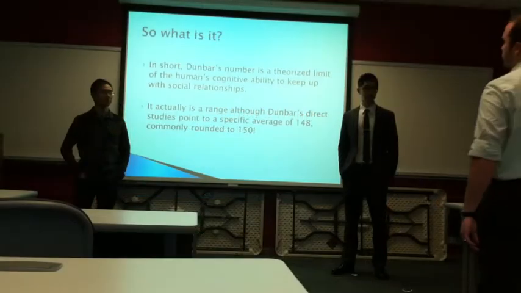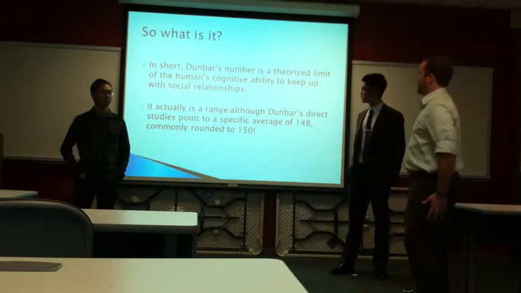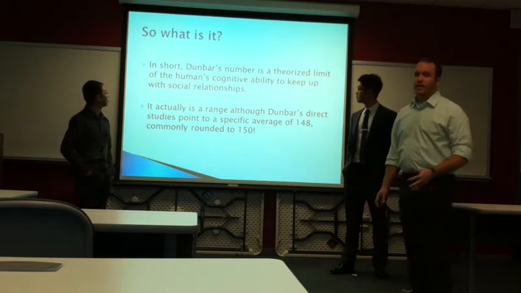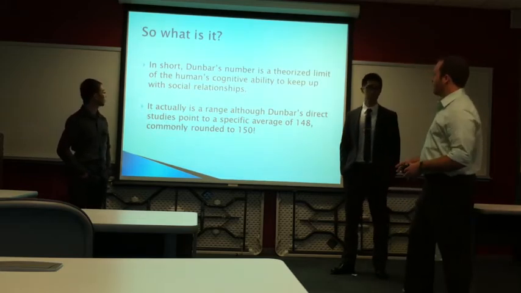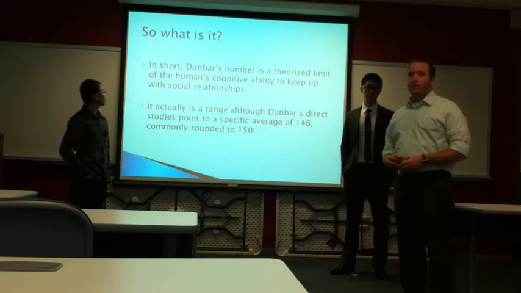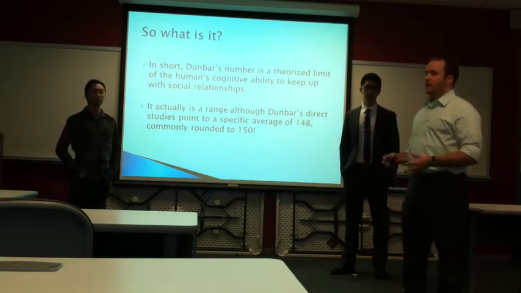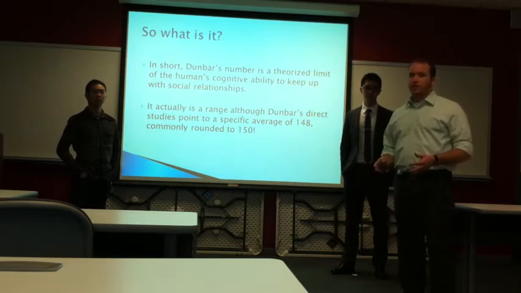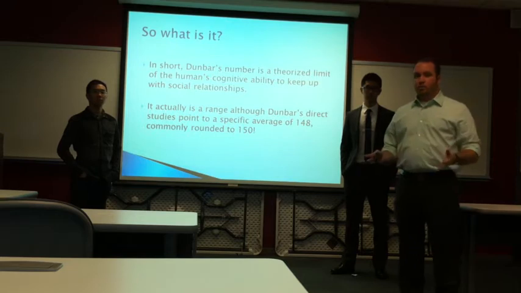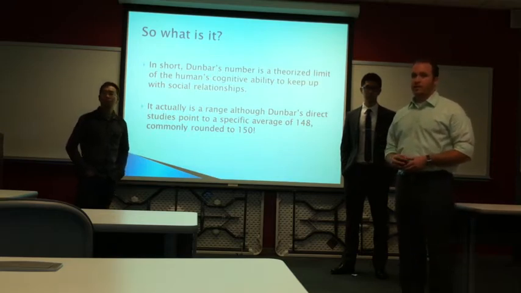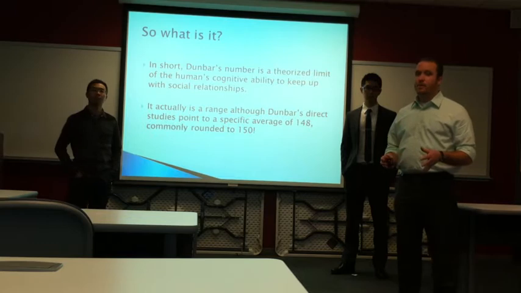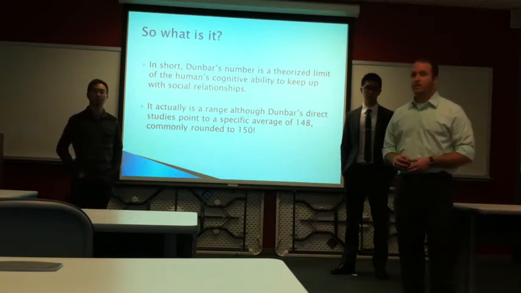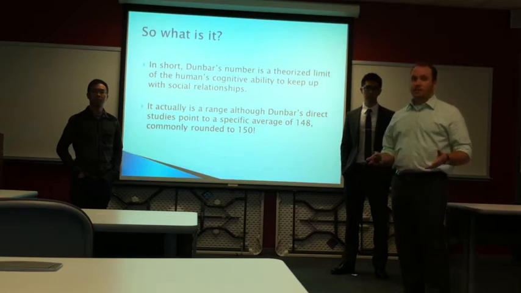So what is Dunbar's number? Well, in short, Dunbar's number is a theorized limit of the human's cognitive ability to keep up with social relationships, but that's a lot of words. So really, what it is, Dunbar took previous studies to come up with a number that he thought a person would be limited in his ability to maintain stable social relationships. So not just to know people, but to know them well enough that you would actually consider them part of a stable relationship. And through his studies, he came up with an average number of 148. But it's commonly rounded to 150, and that's what we know today as Dunbar's number.